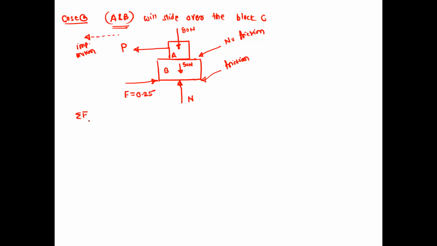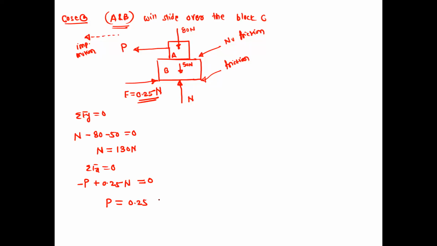So summation Fy is equal to 0. So for that, N minus 80 minus 50 is equal to 0. So N is equal to 130 Newton, and summation Fx is equal to 0. So summation Fx is minus P plus 0.25 N, so P is equal to 0.25 into 130.